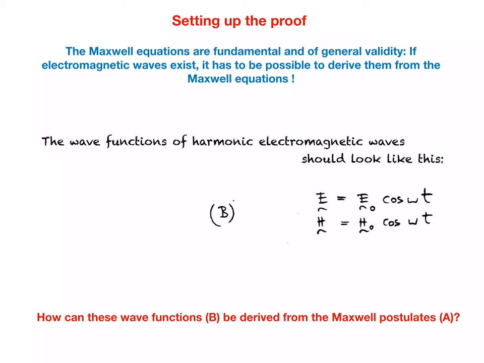How do we set this up? Well, the Maxwell equations are fundamental and of general validity. If electromagnetic waves exist, it has to be possible to derive them from the Maxwell equations. Suspecting that the electric and magnetic field follow a cosine time dependence as shown next to B, we should be able to derive these wave functions from the Maxwell postulates just shown next to A on the previous slide.